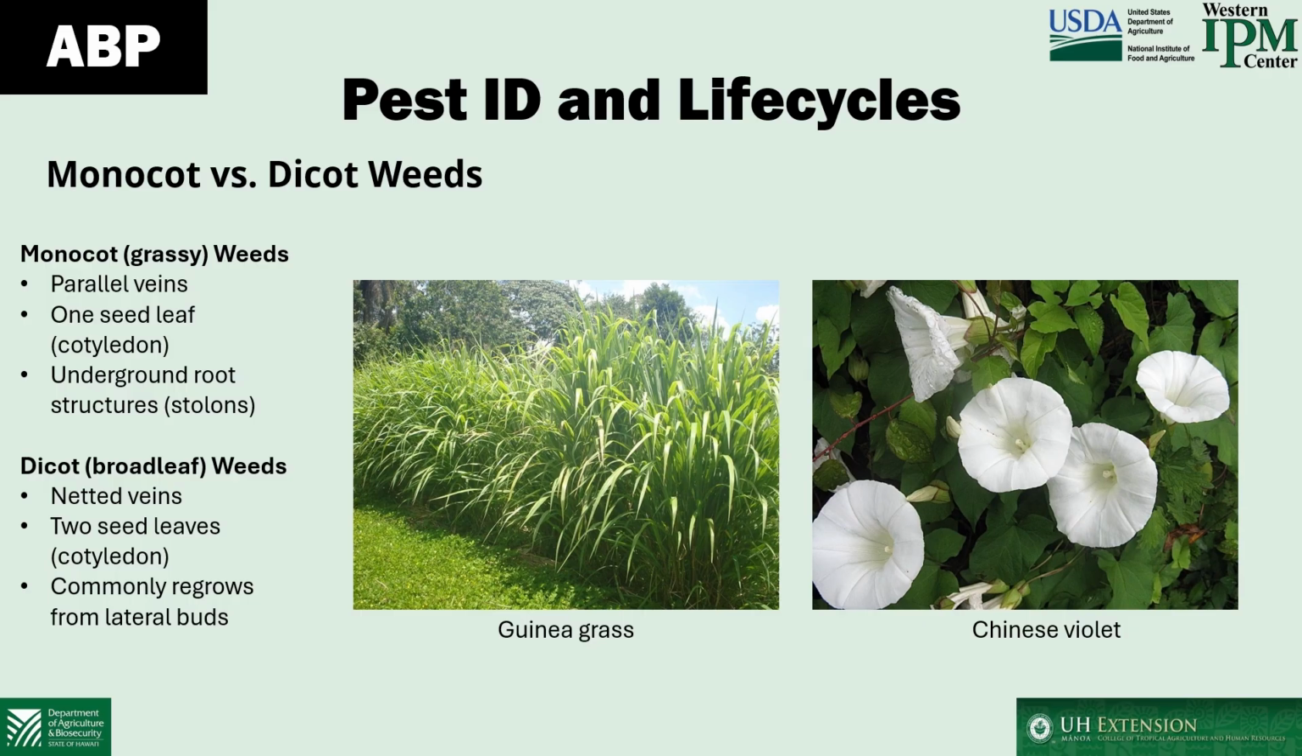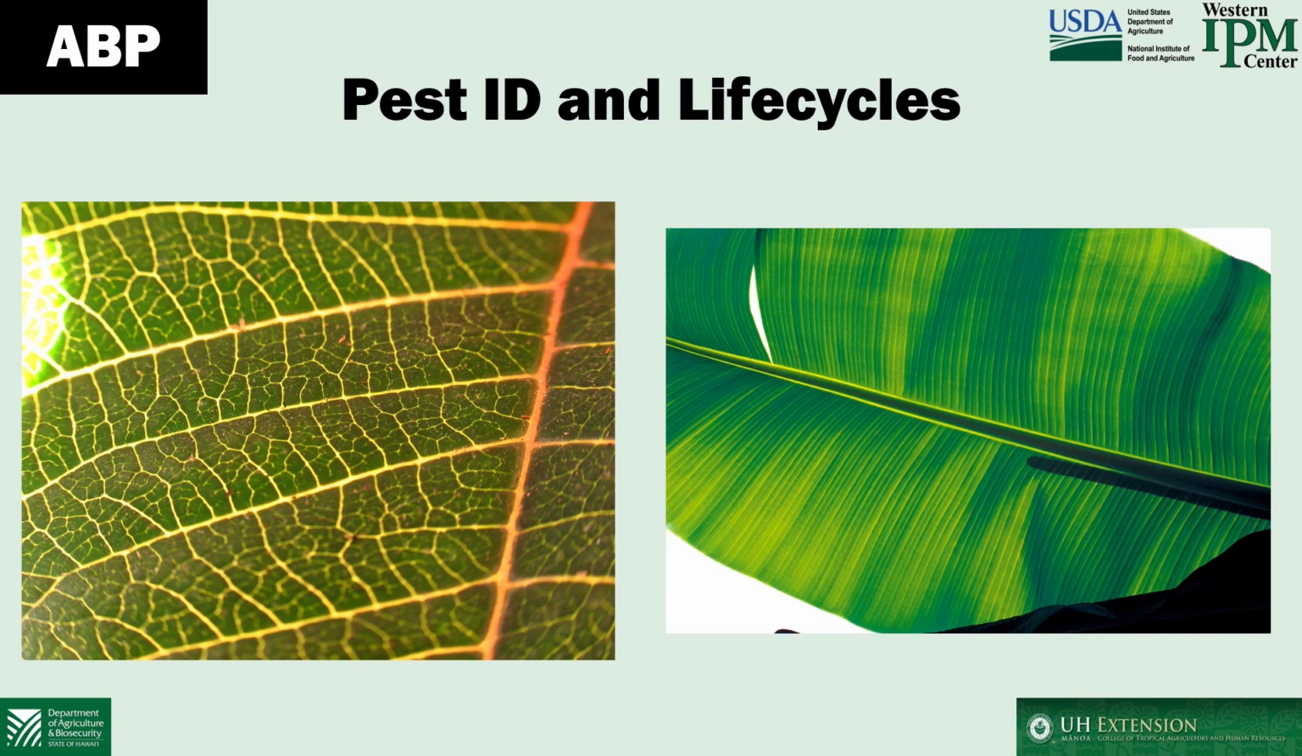Here's a quick close-up of the veins. On the left, this is a broadleaf species. You can see it has that netted vein structure. Whereas on the right, that is a monocot. The veins are very parallel. This is really, really easy to see. All you have to do is take a leaf and hold it up to the light.